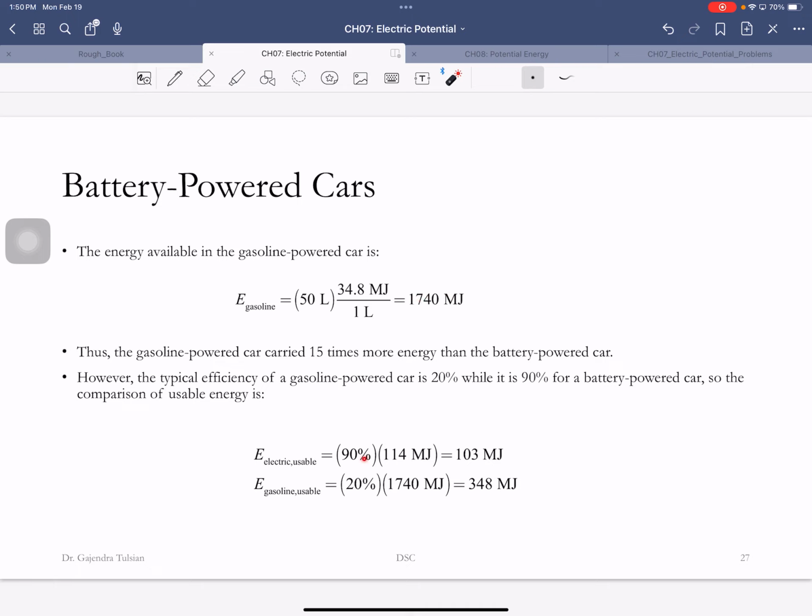The problem is the electric car is 90% efficient, and so this is the amount of motion you got. In the gasoline car, which is 20% efficient, this is the amount of motion you got. So for a 60% discharge, you got this much motion, and for a full tank of gas, you got 3 times as much. Okay. That's what those numbers are telling you.